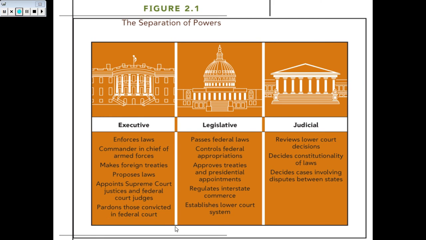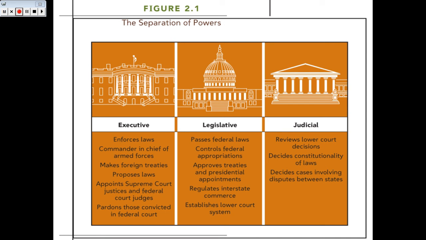Also, the legislative branch, they're going to pass federal laws. They're going to control federal appropriations or spending. They're going to approve treaties and presidential appointments. This is a natural check on the executive branch. Also regulate interstate commerce or trading between the different states. And it also establishes the lower court system, and that will work together with the judicial branch.